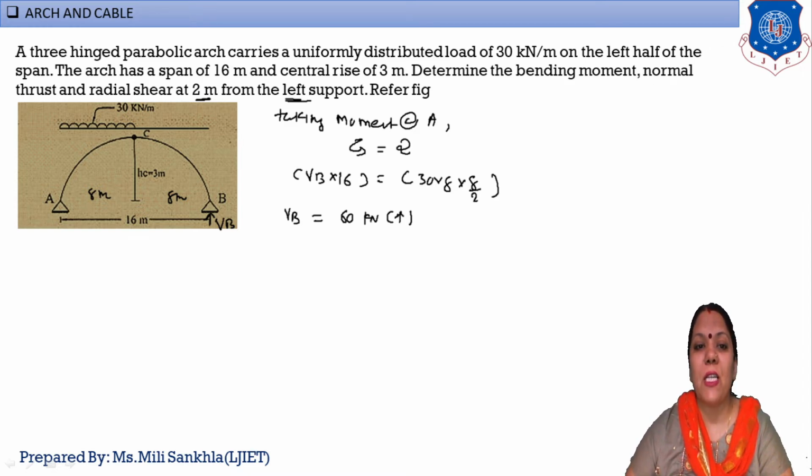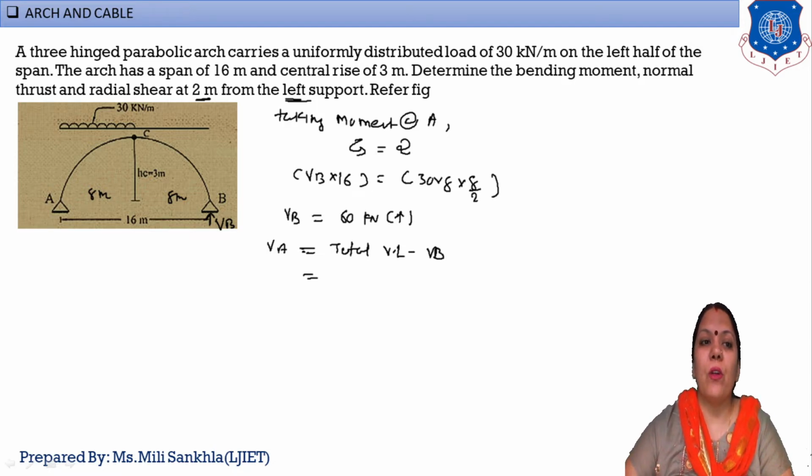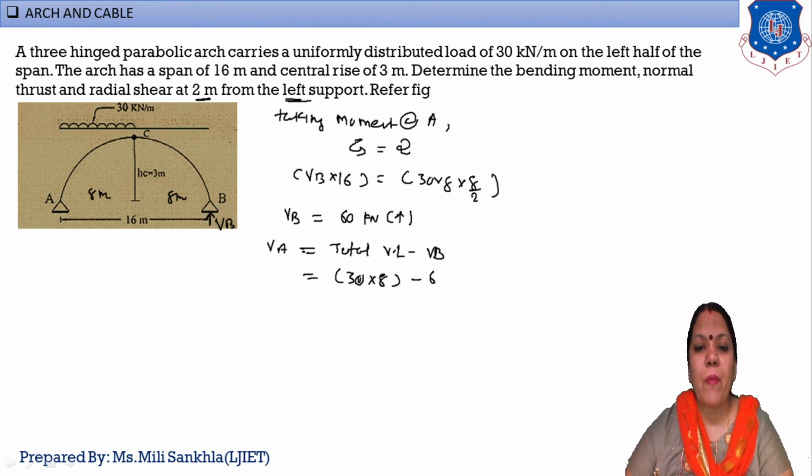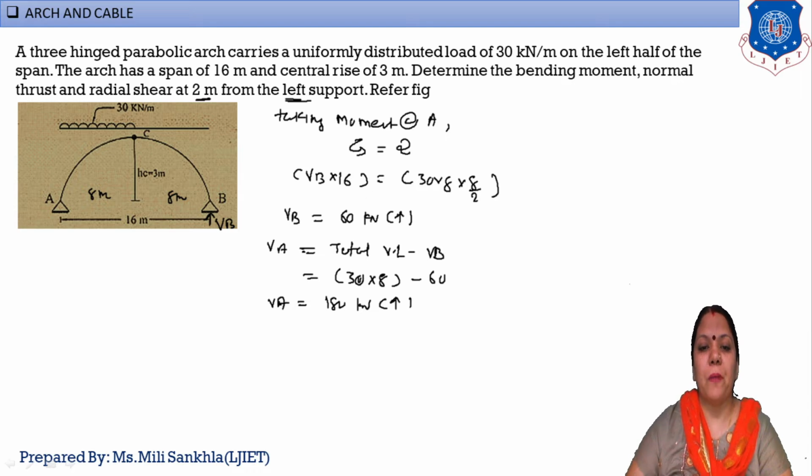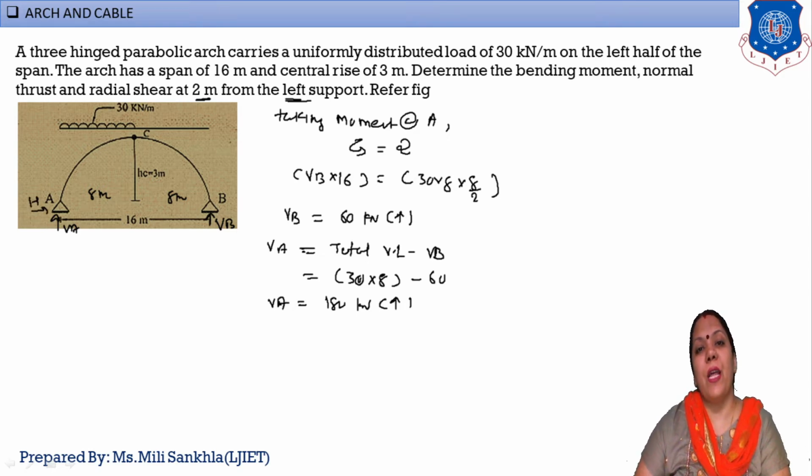Now we find out our second support reaction. VA is equal to total vertical load minus VB. What is the total vertical load? That is UDL 30 and distance 8 meter. Load of UDL is equal to load into distance, 30 into 8, minus 60. Now VA we find is 180 kN in the upward direction. Now our next step is to find out the support reaction H.